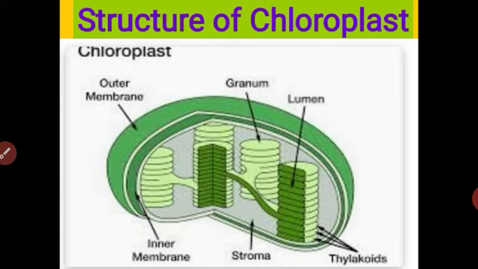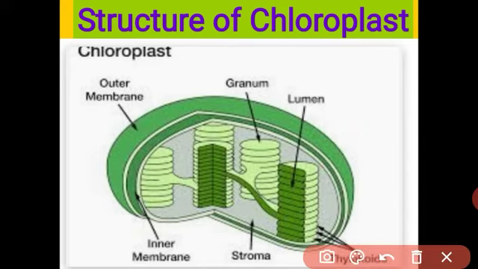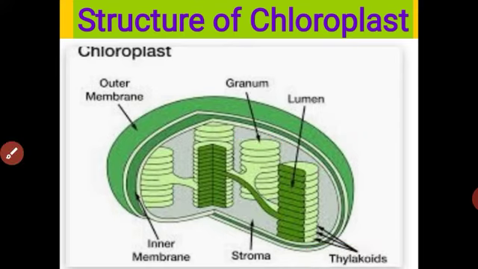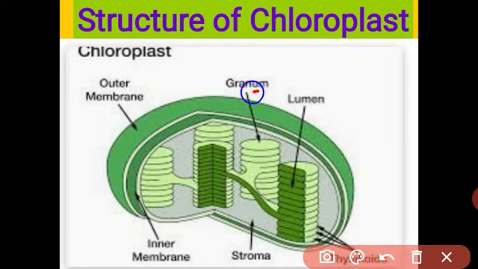In the chloroplast, this is the outer membrane and this is the inner membrane. The flattened sac-like structures are called the thylakoids, and these thylakoids contain the chlorophyll pigment. Due to this chlorophyll pigment, the plant gets a green color. Got it, students? A stack of thylakoids is called a granum, and two grana are joined to each other. This connection is called the lamella.